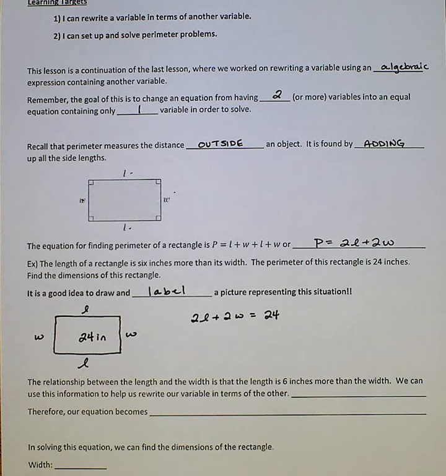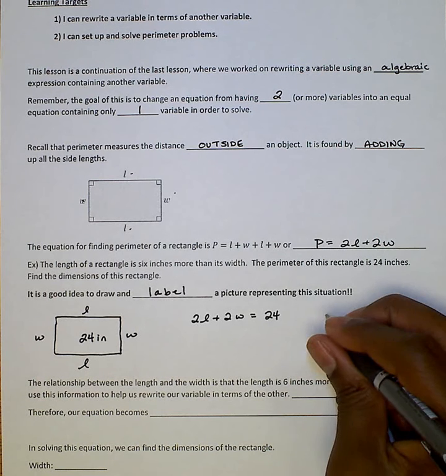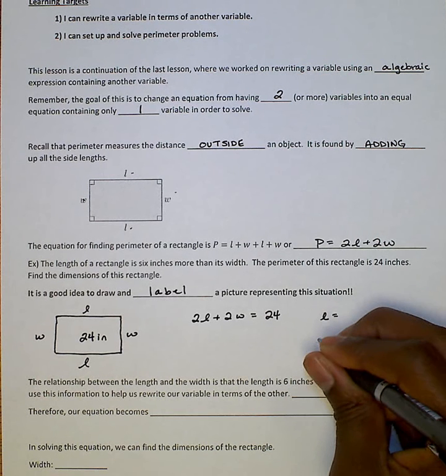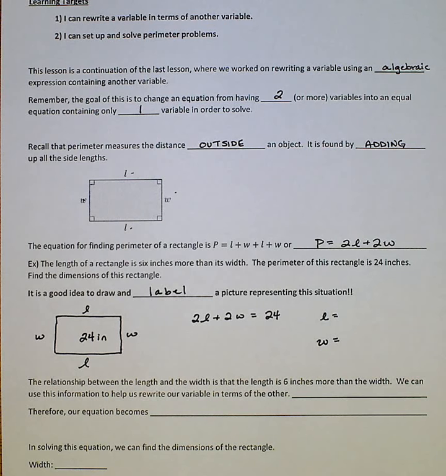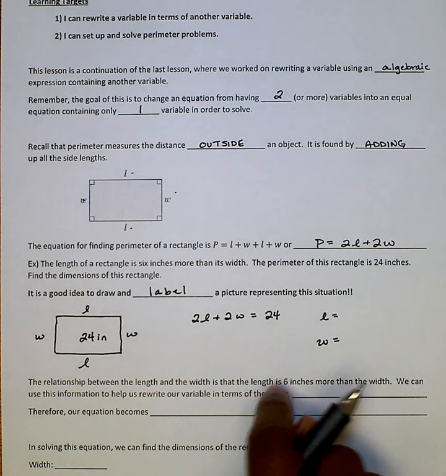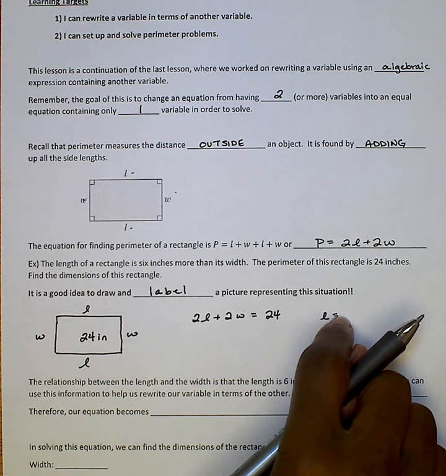The relationship between the length and the width is that the length is 6 inches more than the width. And so we can use this information to help us rewrite our variable in terms of another. I like to set it up like this. Length equals, width equals. So what they tell us is that the length is 6 inches more than the width.